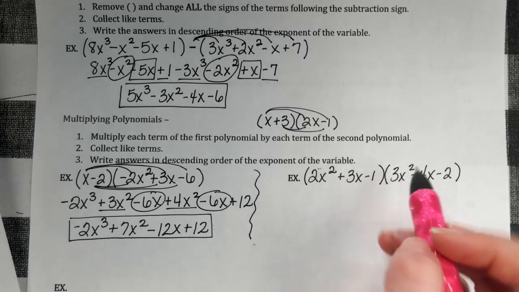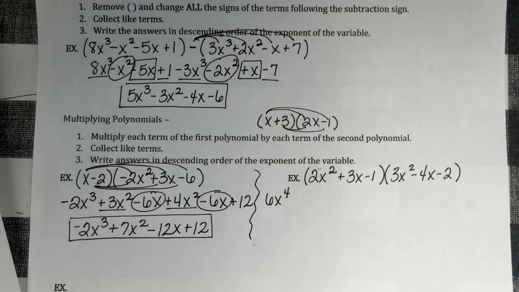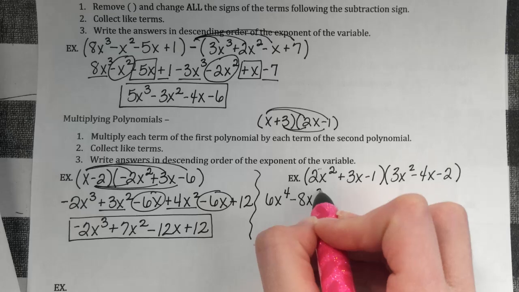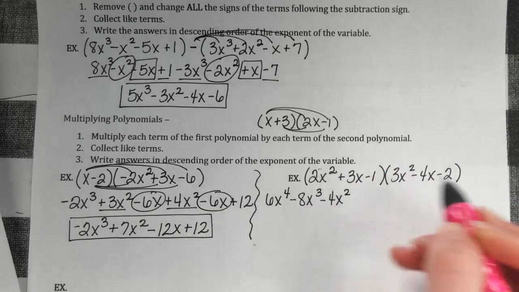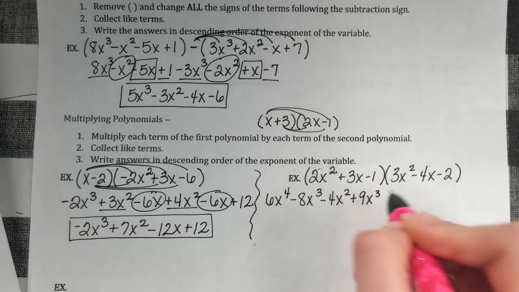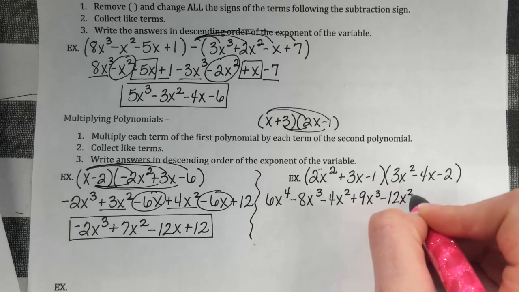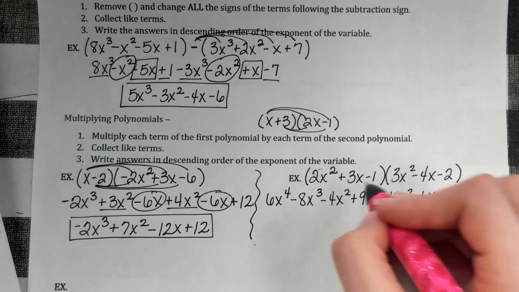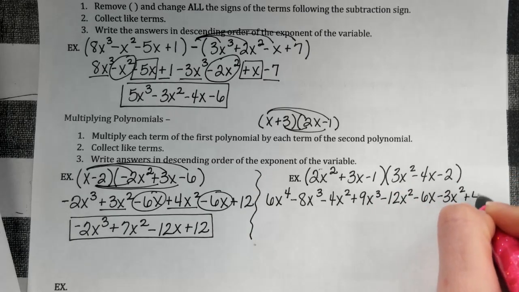So 2x squared times 3x squared gives me 6x to the 4th. You are adding those exponents. And then 2x squared times negative 4x is a negative 8x cubed. 2x squared times negative 2 is a negative 4x squared. Then 3x times 3x squared is a 9x cubed. 3x times negative 4x is a negative 12x squared. 3x times negative 2 is a negative 6x. Then distribute the negative 1, and that gives me a negative 3x squared plus 4x plus 2.